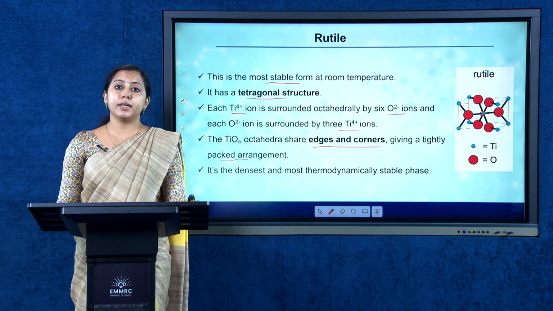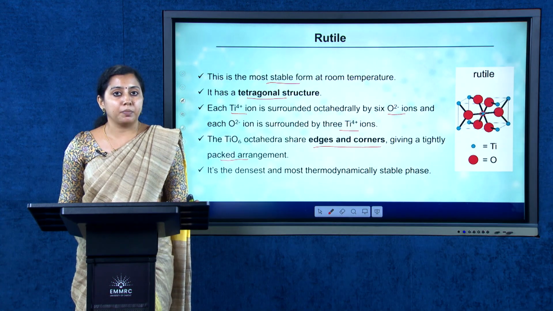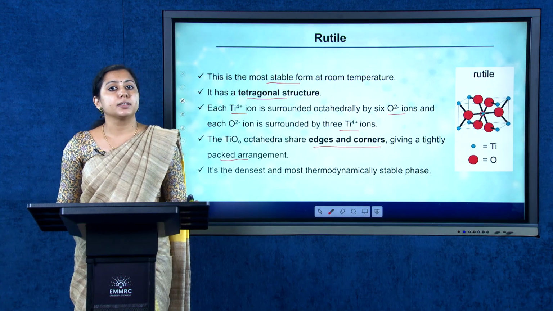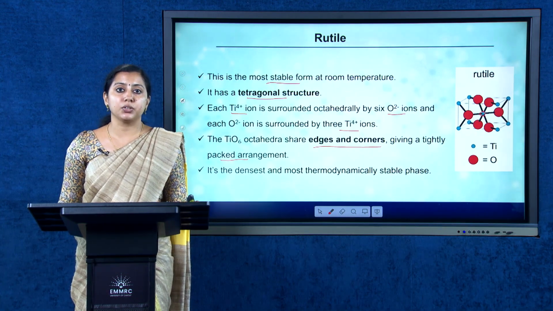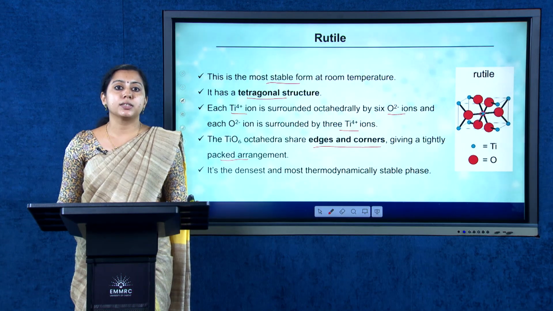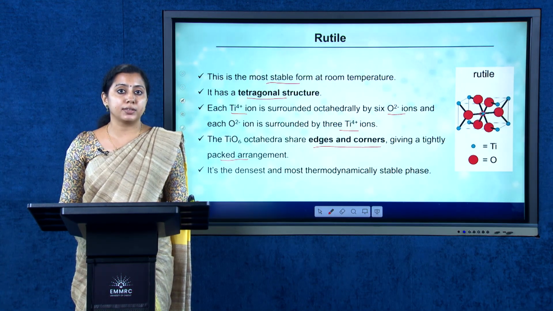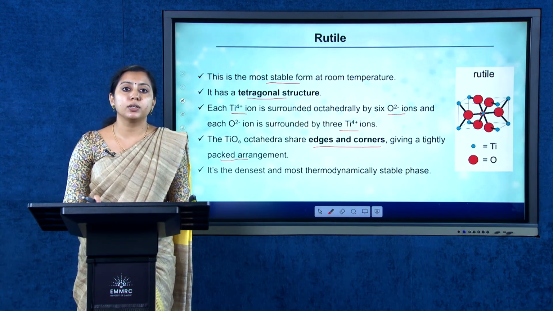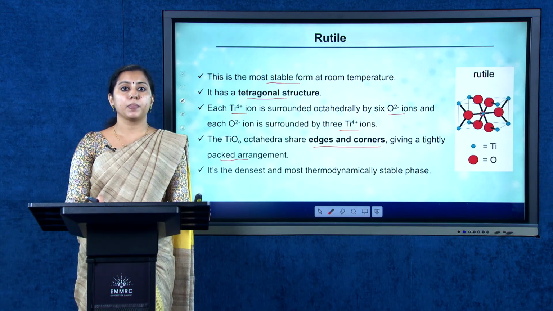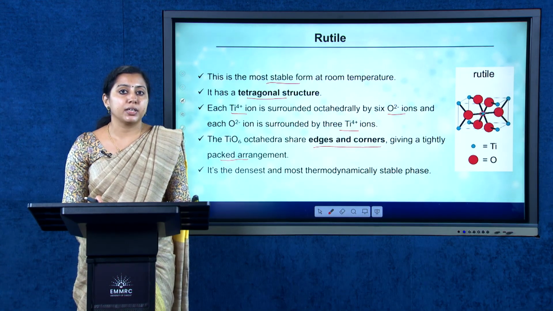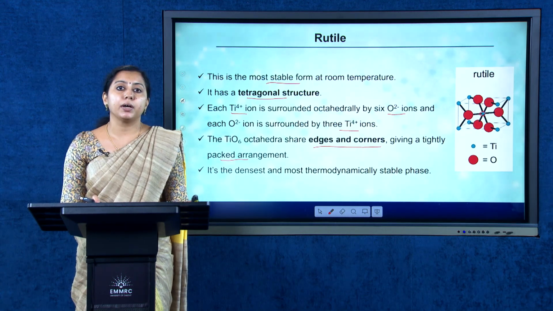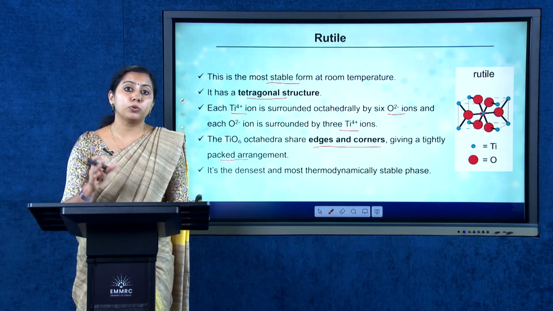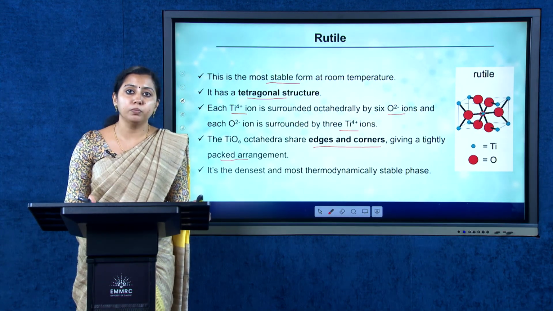So, among the 3 polymorphs of titanium dioxide, rutile is the most stable form at room temperature. It is characterized by a tetragonal structure, and each Ti4+ ion is surrounded in a distorted octahedral manner by 6 oxide ions, and each oxide ion is surrounded by 3 Ti4+ ions. The TiO6 octahedra share edges as well as corners, giving a tightly packed arrangement. So, this is the densest and thermodynamically most stable phase of titanium dioxide.